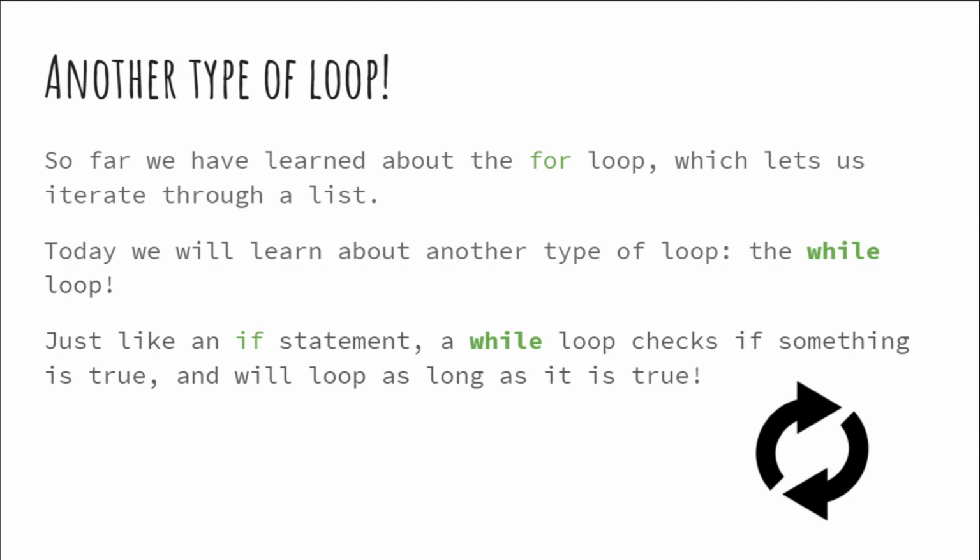Today, we're also going to talk about another kind of loop, and this loop is called the while loop. While loops act a bit more like if statements. They will check if something is true, and as long as it is true, it will keep running the same code over and over again.